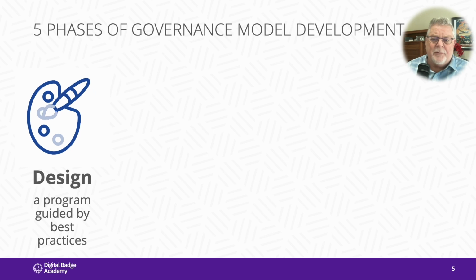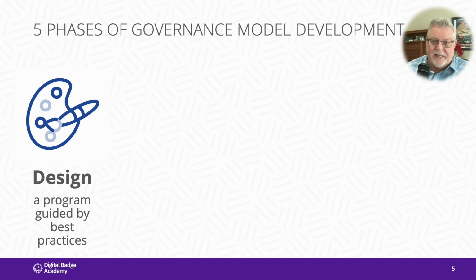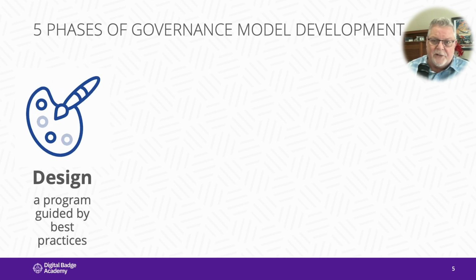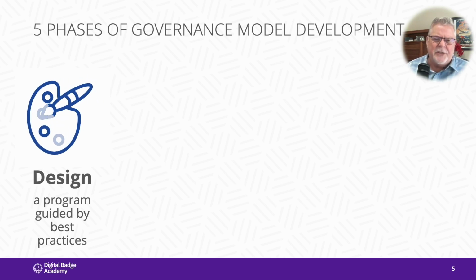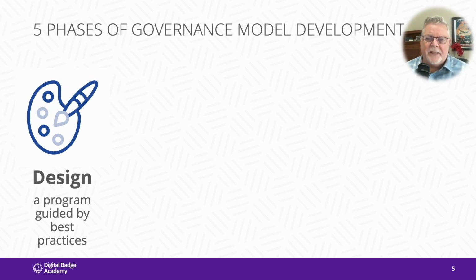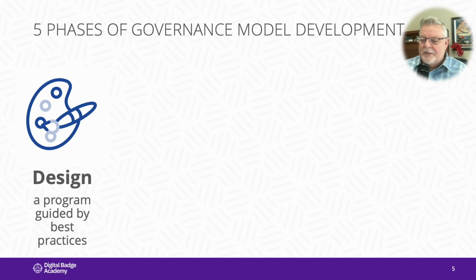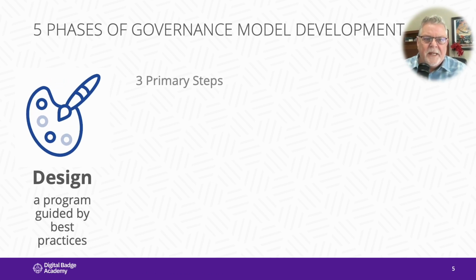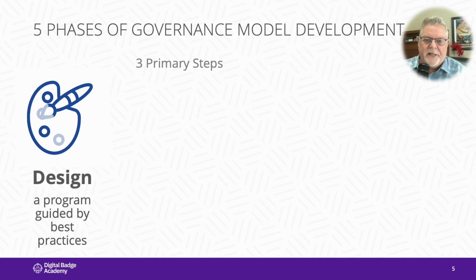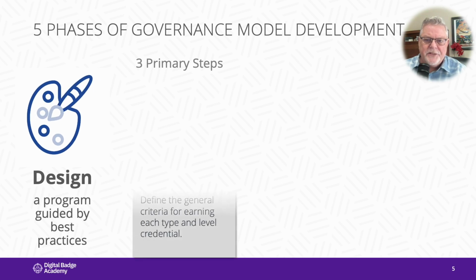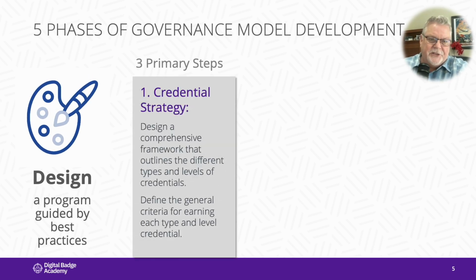So you're going to establish criteria for badge design and how badges get issued, and assessment processes. There could be quality standards that have to be developed, evidence requirements, and how metadata is structured. So there's quite a bit that can actually go into this process. And again, there are three primary steps. So the first step in this is credentialing strategy.